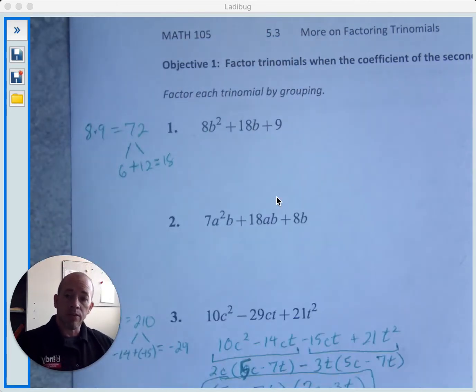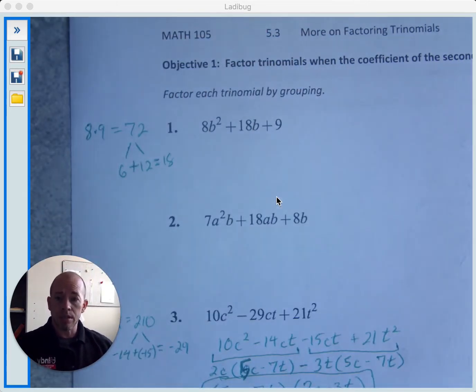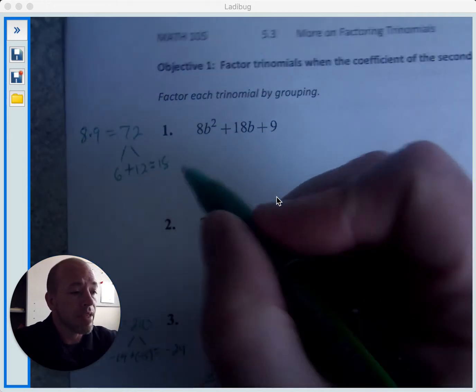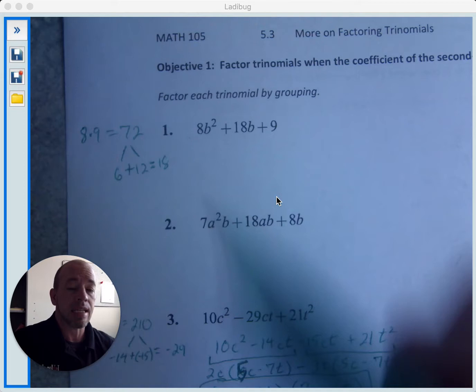So again, if you can't get there quickly, you can just go through them all. 1 is always a good place to start. 1 times 72. 1 and 72 don't add up to 18. 2 goes into 72 36 times, but 2 and 36 don't add up to 18. 3 goes into 72, I forget how many times, but you just go through 1, 2, 3, 4, 5, 6, and when you get to 6, it actually works. 6 times 12 is 72, and 6 plus 12 is 18.